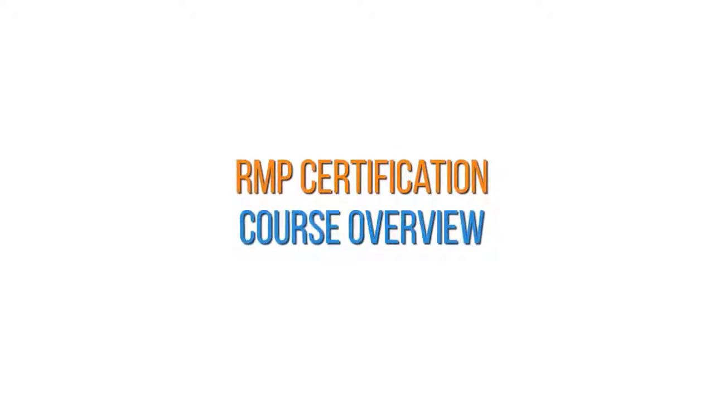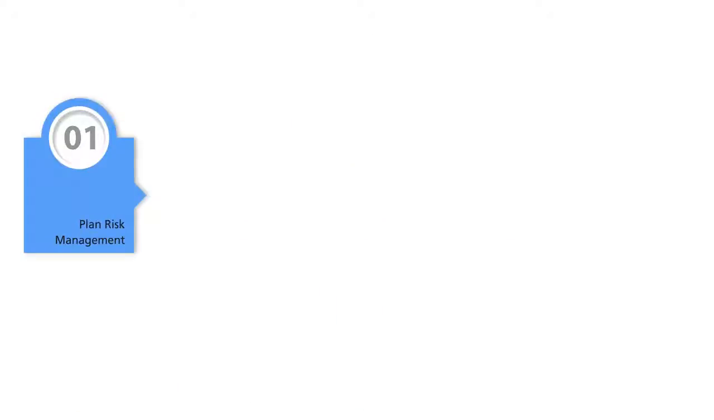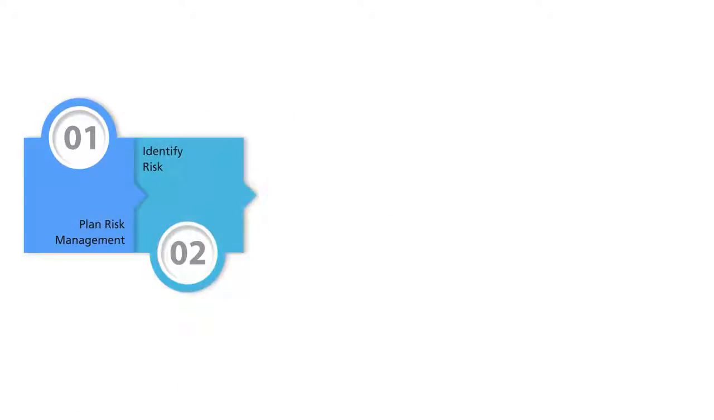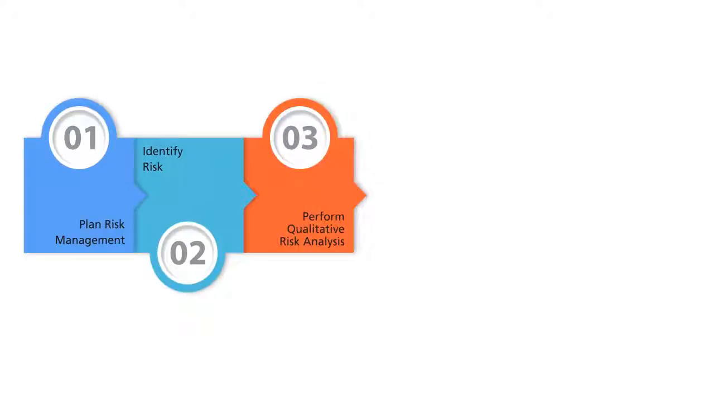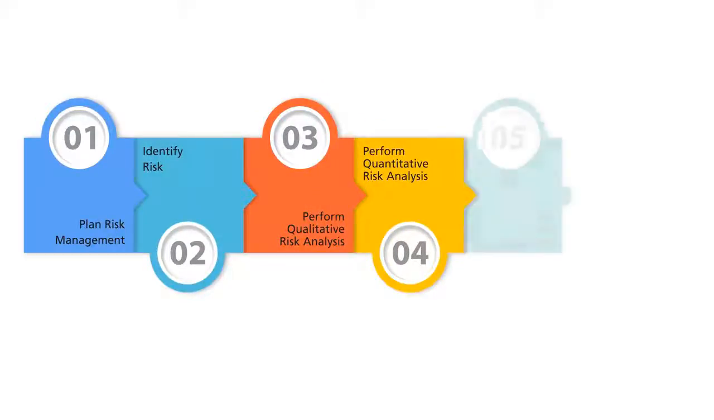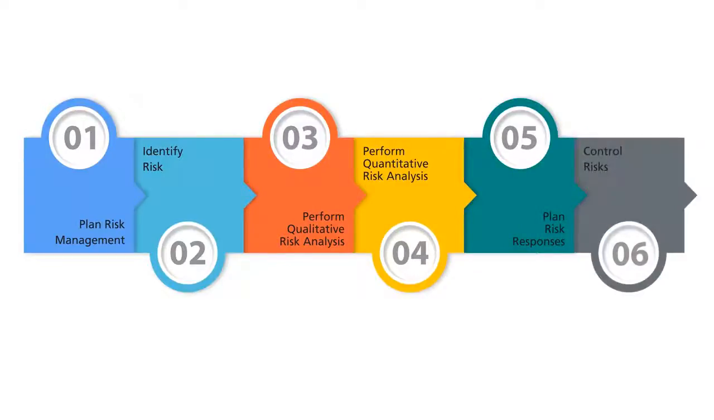So let's get started with the lessons of the course. RMP certification course overview. This course will also introduce you to the risk management certification, the PMI-RMP examination, and the requirements associated with it. We will then discuss the 6 risk management processes and various risk concepts associated with the risk process. The 6 risk management processes that will be explained in detail are as follows: plan risk management, identify risks, perform qualitative analysis, perform quantitative analysis, plan risk responses, control risks.